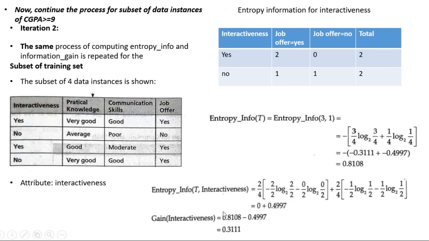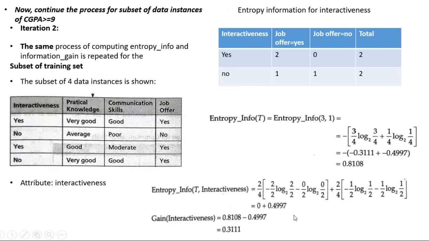Now find the entropy information for the attribute interactiveness, looking at this blue table. Total is 2 divided by 4, because there are 4 cases here. Within the brackets, minus 2 by 2 log of 2 by 2 minus 0 by 2 log of 0 by 2. Similarly for the next row, plus 2 by 4, because 2 is the total and 4 is the total number of cases that I have. So 2 by 4, minus 1 by 2 log of 1 by 2 minus 1 by 2 log of 1 by 2.